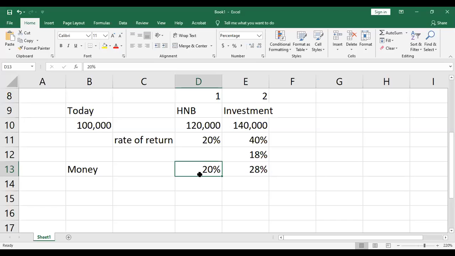So this 20% is the minimum rate of return to make an investment. This is called the required rate of return. The time preference for money is generally expressed by an interest rate. This rate will be positive even in the absence of any risk. Therefore, it is called the risk-free rate. In an example, assume that HNB is a risk-free rate. HNB has no risk, and you put the money and you are expecting interest.